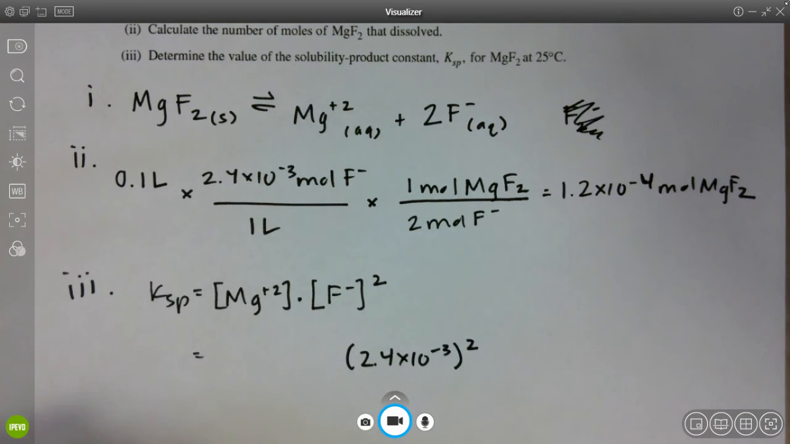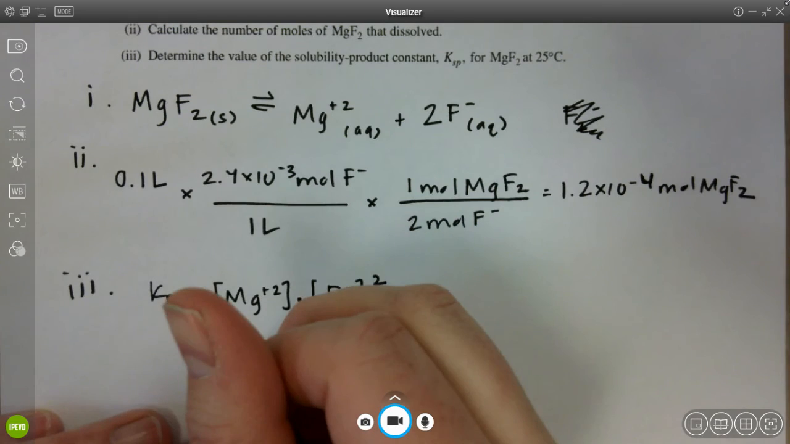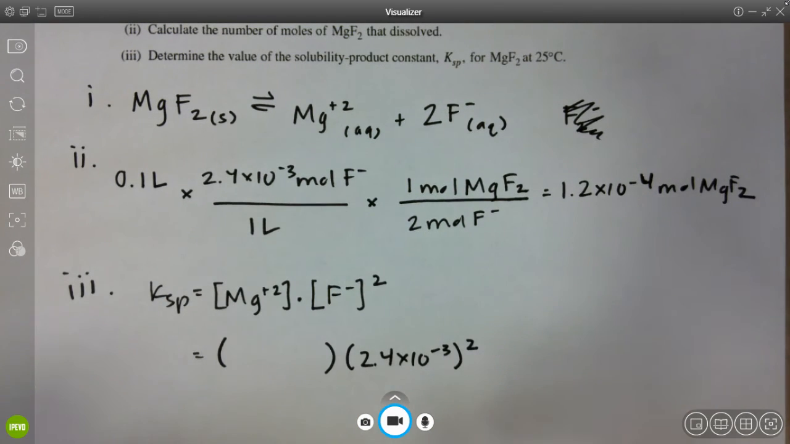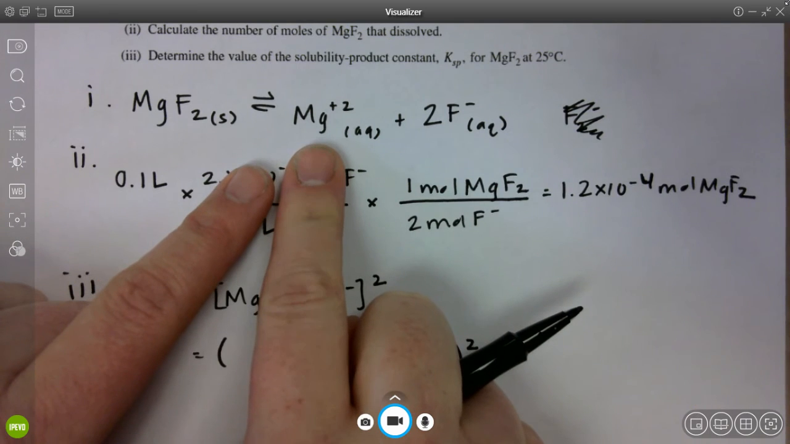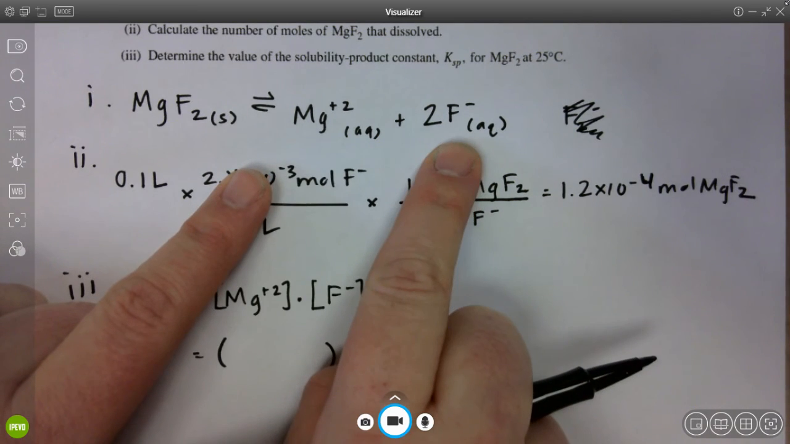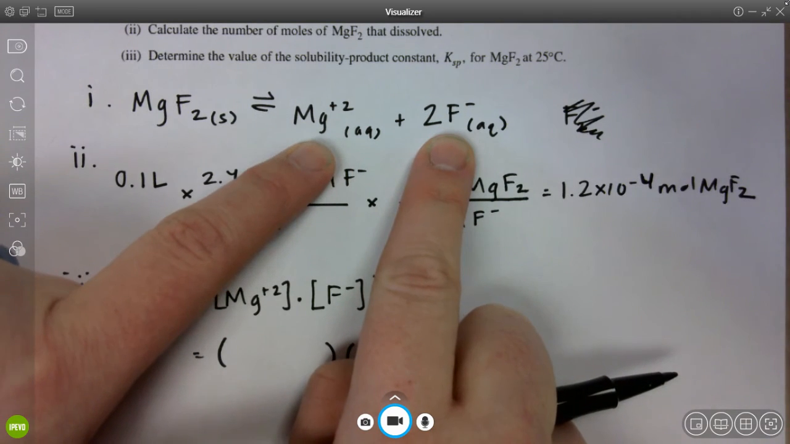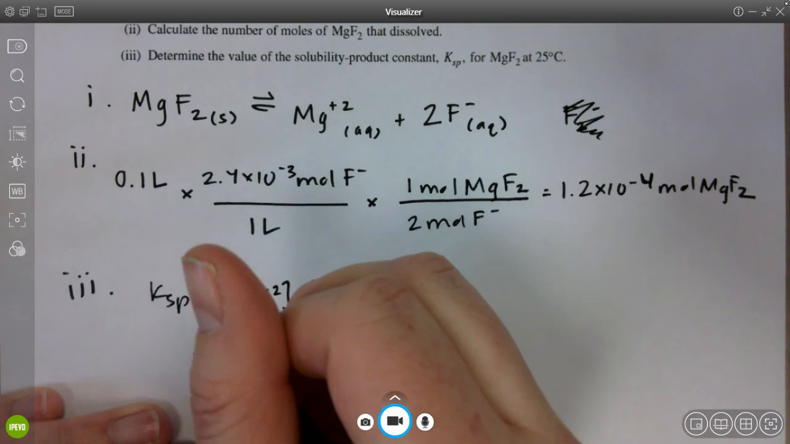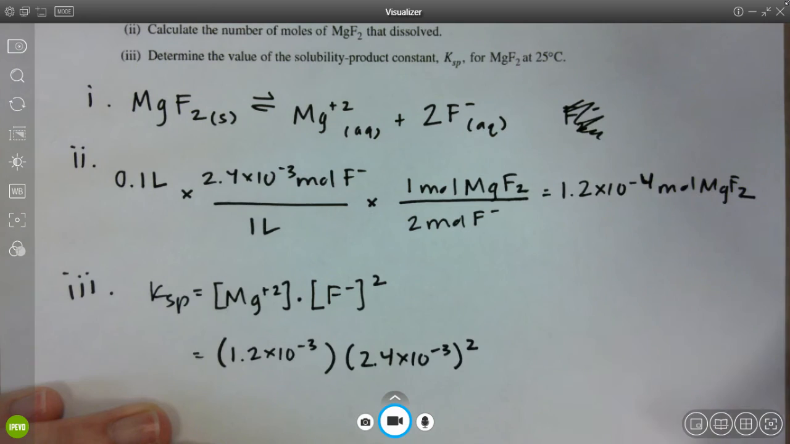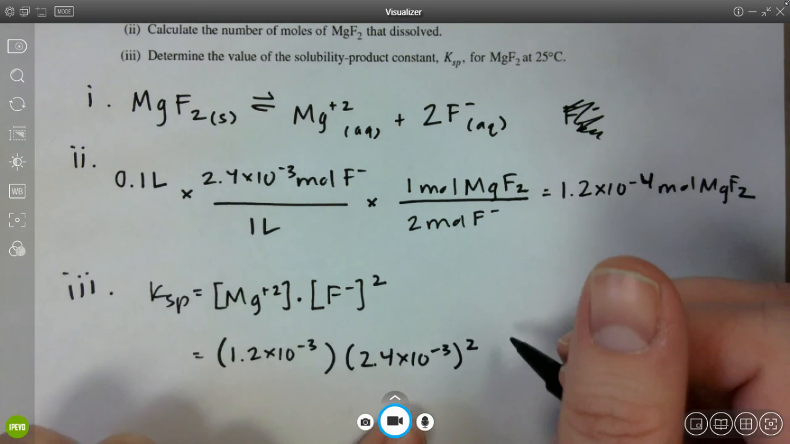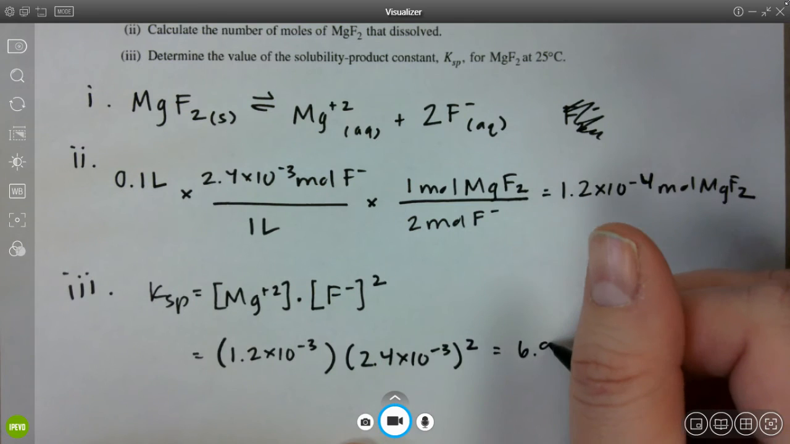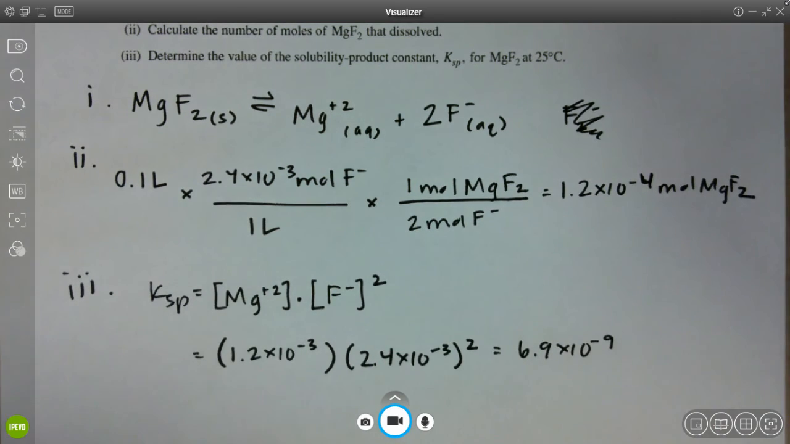Don't forget to square it here. Now you say to yourself, I do not have the information for the amount of the magnesium ions in here, but here's what you do know. This is my concentration of the fluoride ion. My magnesium concentration has to be half of that, because if you think about our ICE table, the change here is going to be a plus 1x. This is going to be a plus 2x. So my concentration at equilibrium of my F minus is twice as big as my concentration of my magnesium. So I'm going to get 1.2 times 10 to the negative third here. And if we put this into our calculator, it's going to be 6.9 times 10 to the negative ninth. So that's our Ksp value.